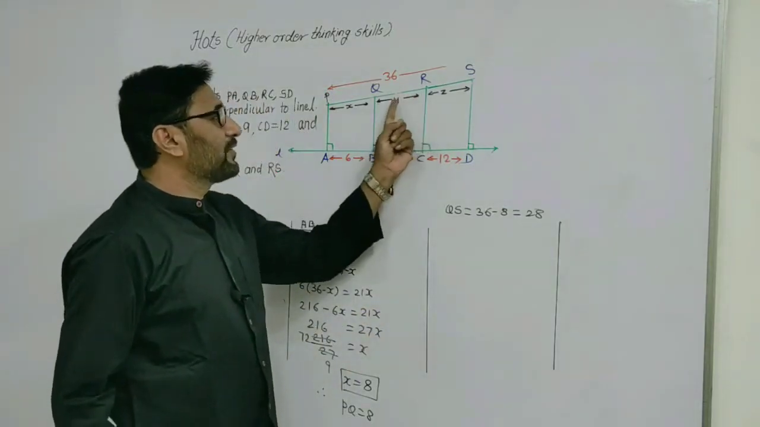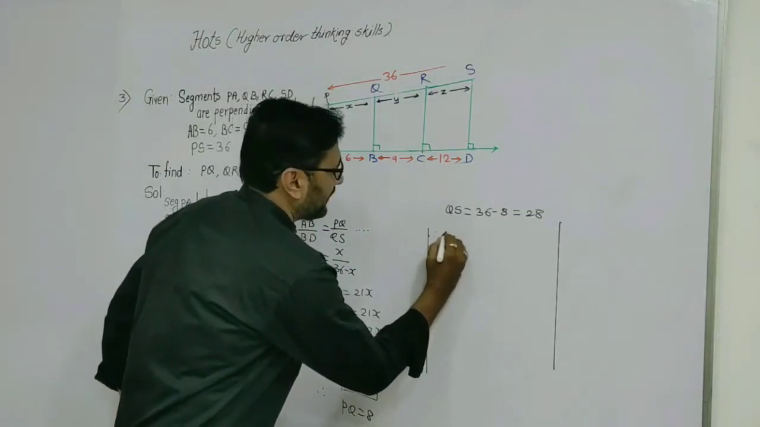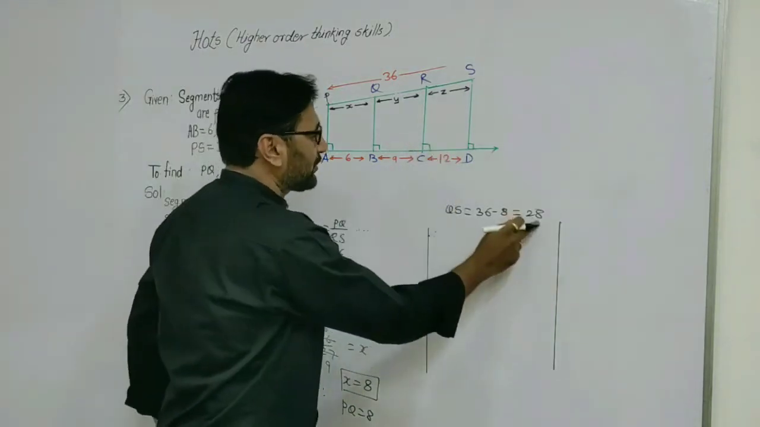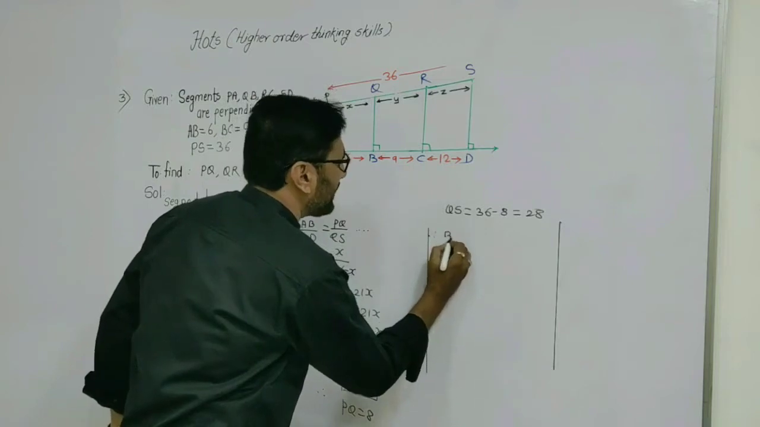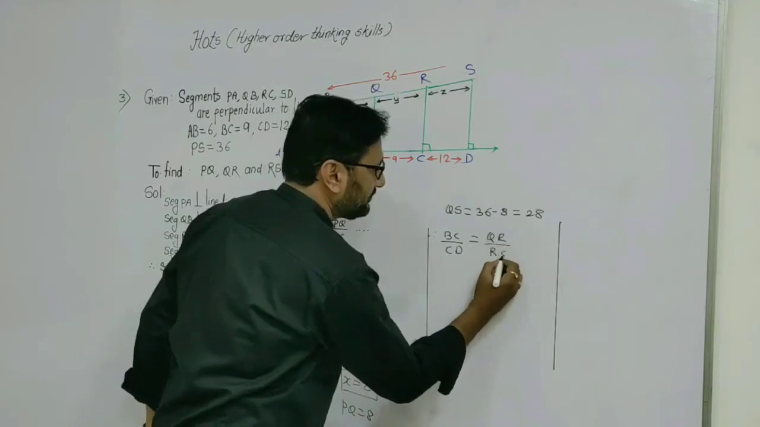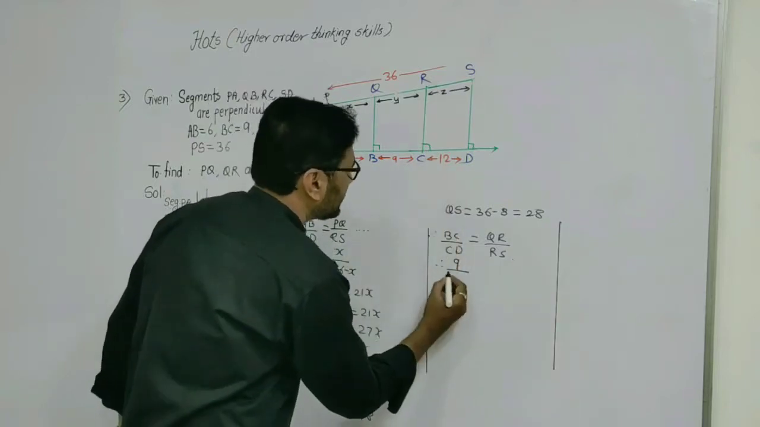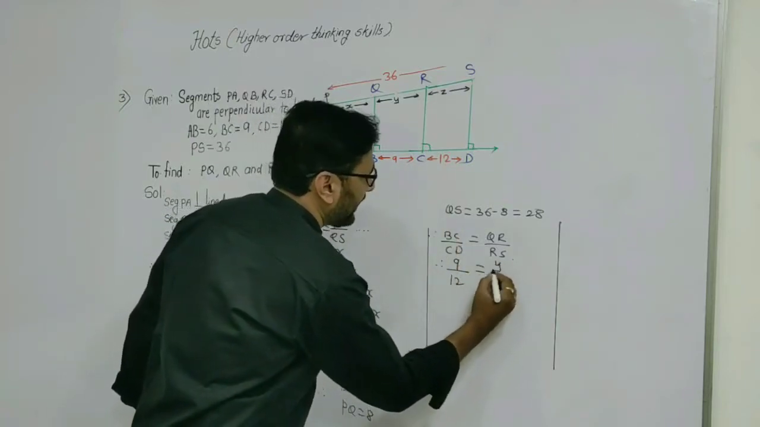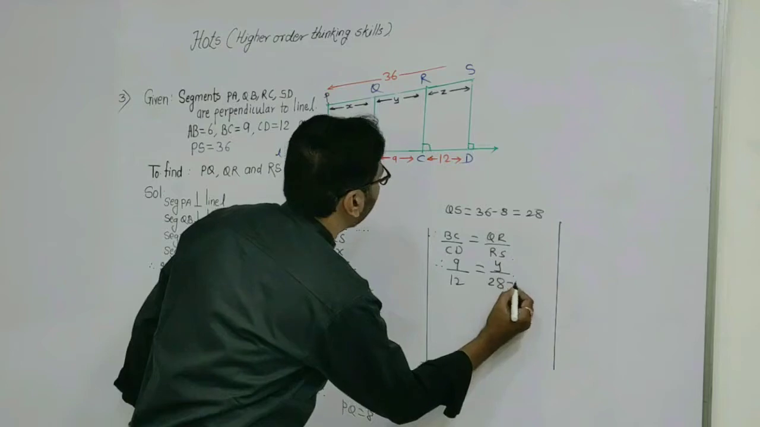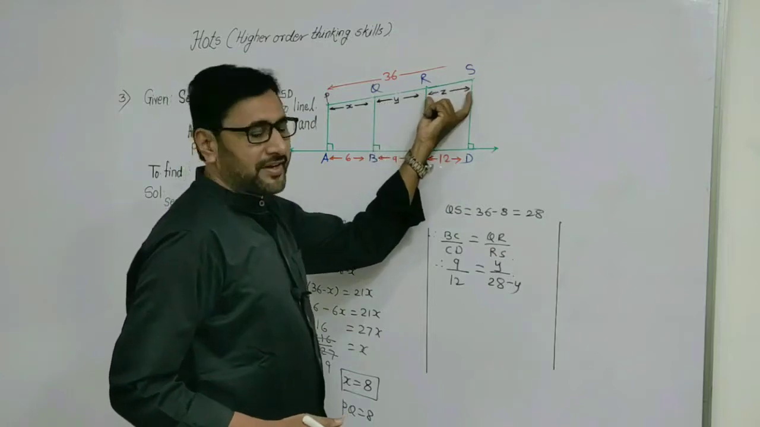Now let QR is equal to Y. What about RS? See, let QR is equal to Y. So you got QS is equal to 28. Now take the ratio BC upon CD equal to QR upon RS. What is BC? You know, 9. What is CD? CD is 12. This is Y. And what is RS? This is 28 minus Y. Because you know, this is 28. This is Y. This would be 28 minus Y.